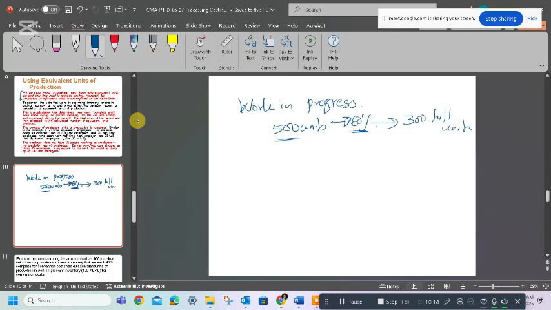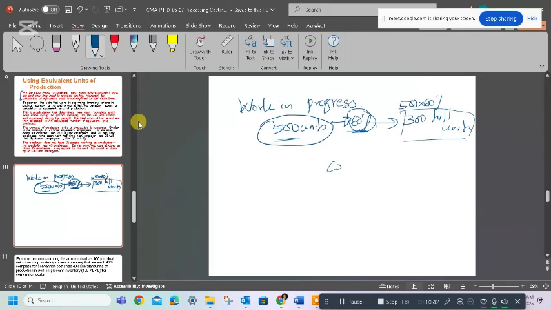300 fully completed units. How did I get 300? 500 times 60%. There are 500 physical units, and none of them is actually complete. Each of them only 60% of work is completed. As I said, you have done cutting and fixing, but painting and polishing is still remaining for all 500. But for calculation purposes, I will assume this is equal to 300 full units.